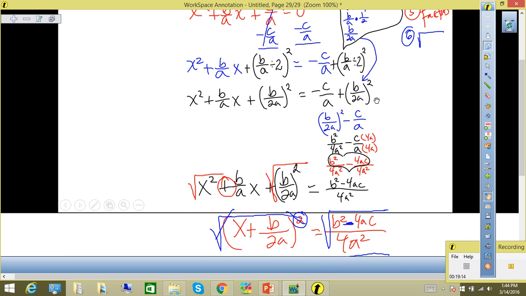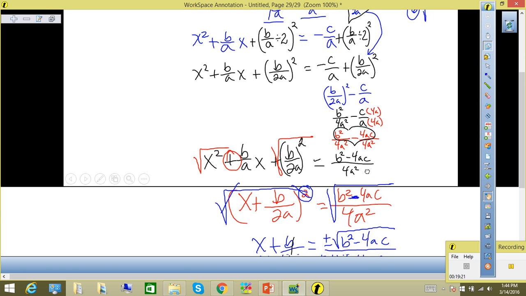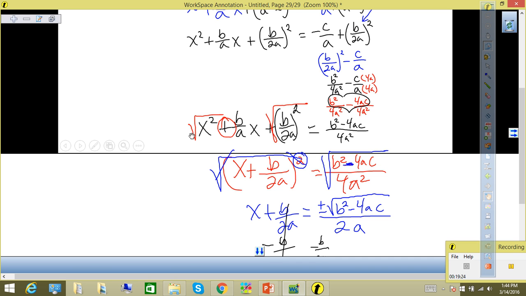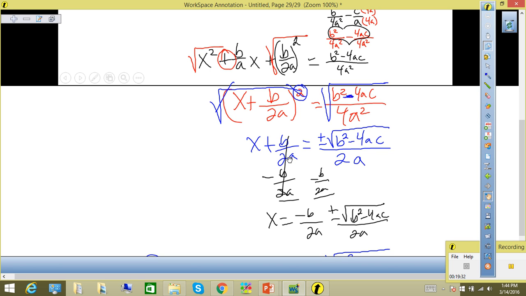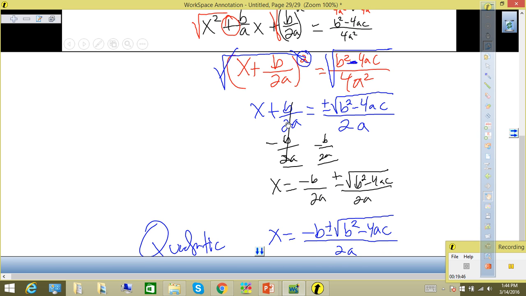From there, we added this side to simplify the fractions, and we ended up with b squared minus 4ac over 4a squared. From there, we factored, so we took the square root of the first, square root of the last, so we had x plus b over 2a squared. To cancel this square, we did the square root to both sides. We ended up with x plus b over 2a equals square root of the denominator, that's 2a, but the numerator we couldn't because it has a subtraction, so we stay with plus minus square root of b squared minus 4ac. We need to get rid of this b over 2a, so we subtract b over 2a from each side.